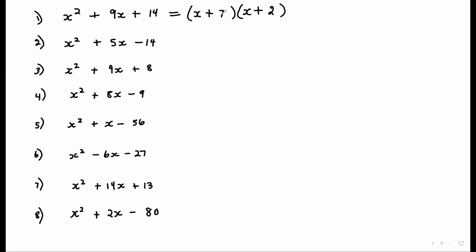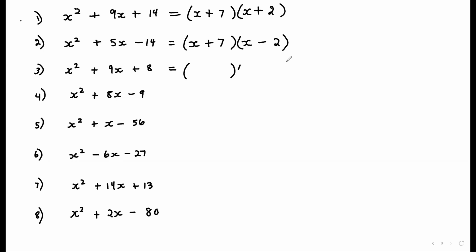Okay, the next one we have is x squared plus 5x minus 14. Now, for this one, C is negative, right? So I need to have one positive and one negative, because that's the only way I will end up with negative 14. Thinking about the factors, I have 1 and 14 and 7 and 2. So 7 times negative 2 will give me minus 14, and 7 take away 2 will give me positive 5.